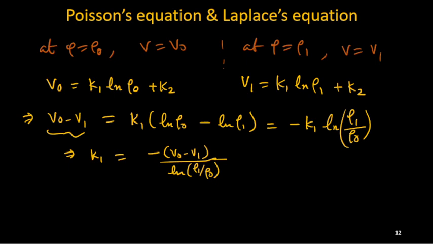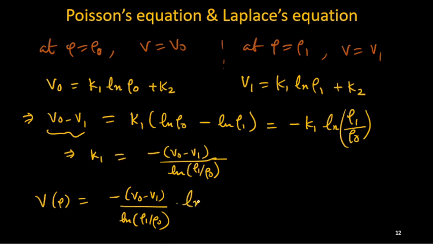So what is the expression for V? V is a function of rho, and K1 is this thing: minus V0 minus V1 upon ln rho 1 upon rho 0, this is K1, times ln rho, plus K2. K2 we have not found, so we can find it out. But we are not interested in finding K2 exactly because it is not required.